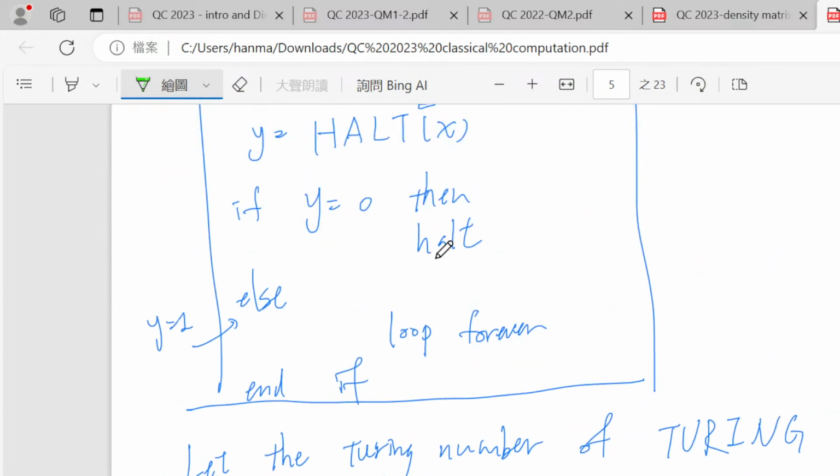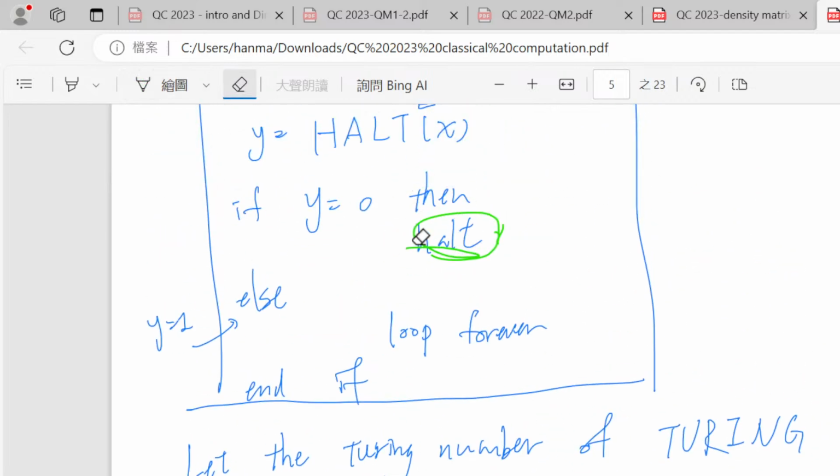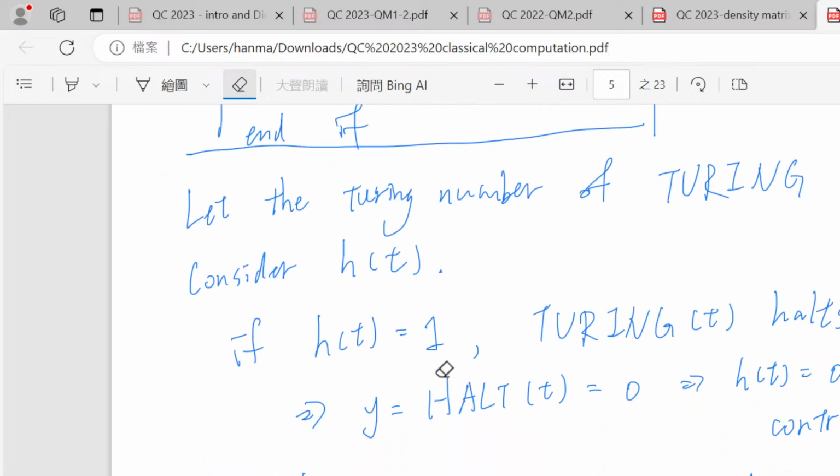And if it halts, then well, it must come out here, right? It halts, then it comes from here. And we go back. It halts, comes from here, and that means y equals 0. y equals 0 means hold of t equals 0. And that's h of t, so that means h of t equals 0. But we said h of t equals 1, so that's not possible.